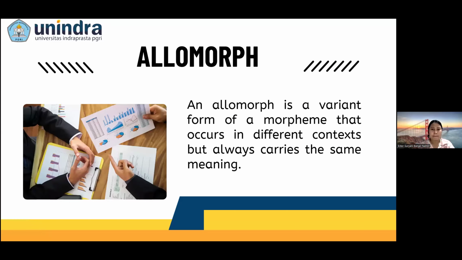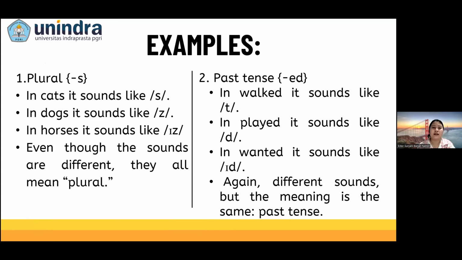Now we talk about the allomorph. An allomorph is a variant form of a morpheme that occurs in different contexts but always carries the same meaning. This is the example of allomorph: the plural. In cats, it sounds like s. In dogs, it sounds like z. In horses, it sounds like iz. Even though the sounds are different, they all mean plural, the same meaning.